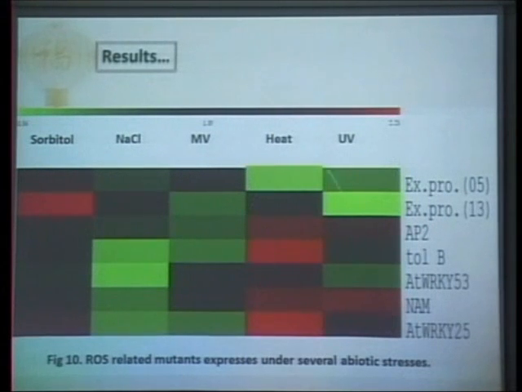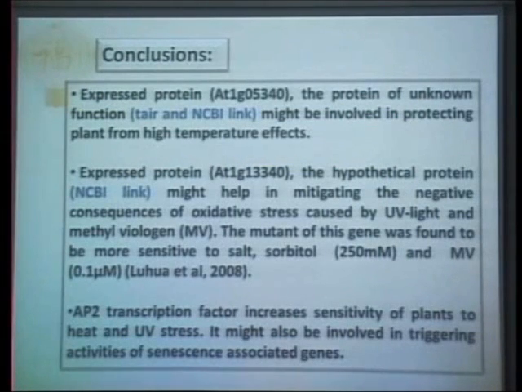So this is the compiled result of treating the plants under different abiotic stresses, in which the red color indicates the protective role, and green represents the sensitiveness. This is just the compiled result that I showed you earlier, and black represents it is indifferent from the wild type. So concluding, the expressed protein, which is the protein of unknown function, might be involved in protecting plants from high temperature effects, because the mutant itself was highly sensitive towards heat stress.